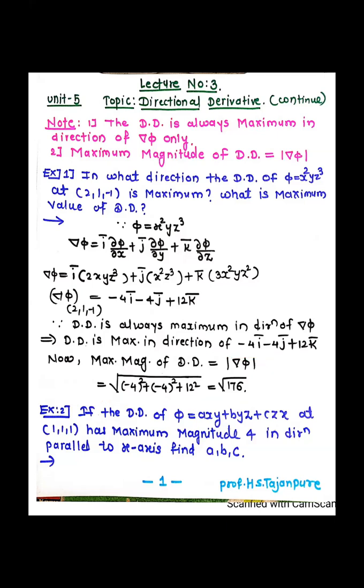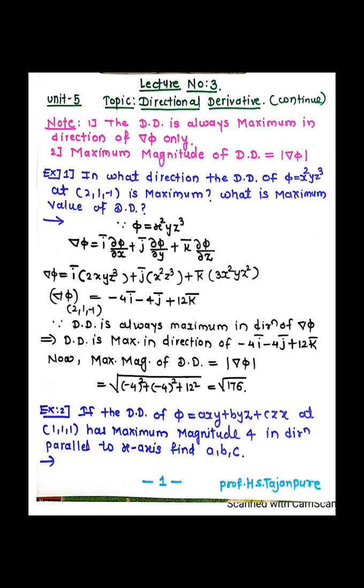Is it clear about both the properties and example number one? If there are any questions, you can type in the chat box. I can see your questions. So please, if you have any question, type in the chat box. So no question, whether the top example is clear to you.